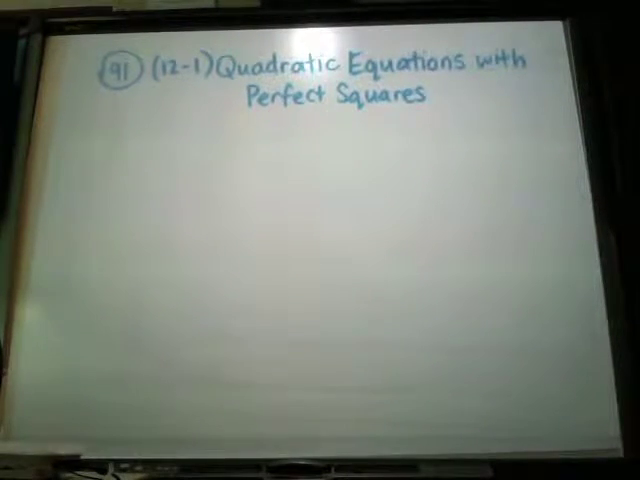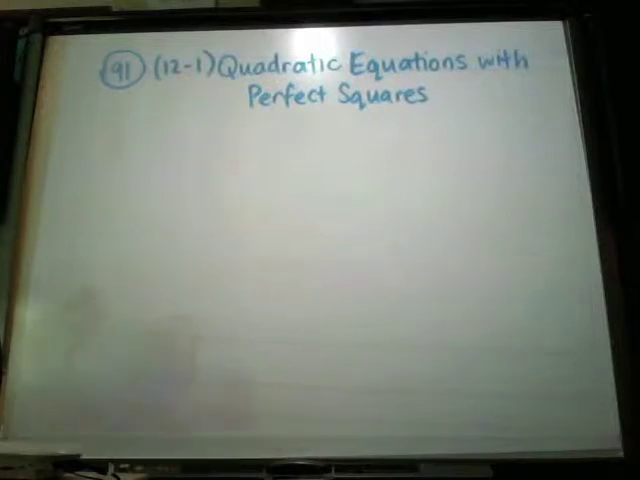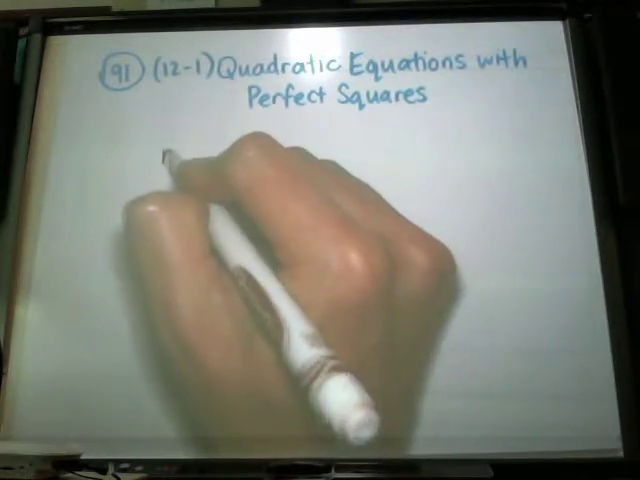Quadratic equations with perfect squares. The good news is we're starting this chapter with stuff that you guys kind of already know how to do. I'm going to show you a few examples. We are going to need to do a little bit of factoring, but I'm going to start out with some where you already know what to do because this connects to our last chapter.